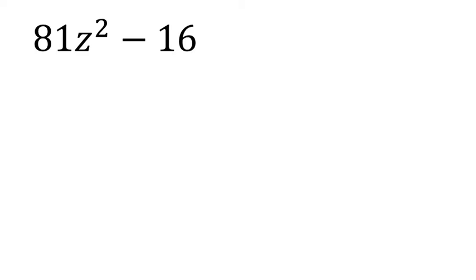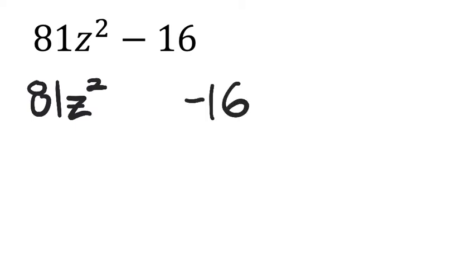Remember, when we factor by grouping, we have to make this a trinomial. Well, it's only a binomial. Yes, true. But if I want it to be a trinomial, I can. So I can take my 81z squared and my negative 16. I can separate them just a little bit like this. And what I want now is a middle term on this.